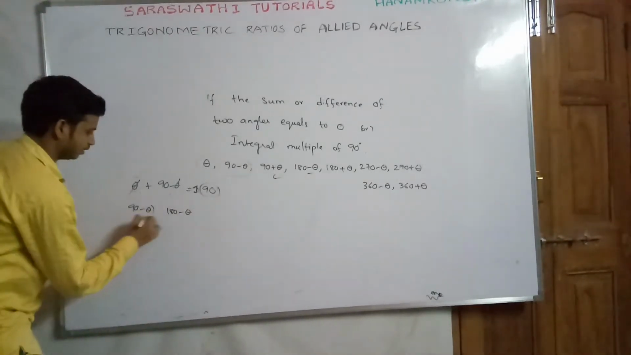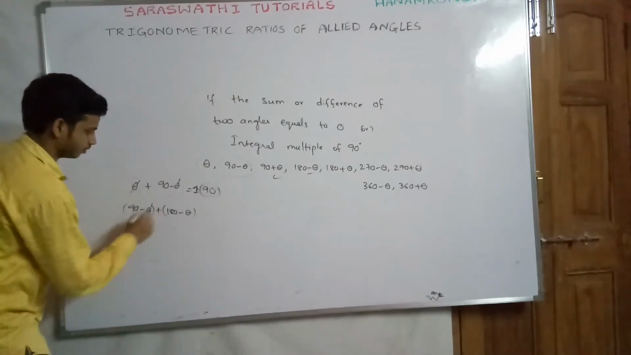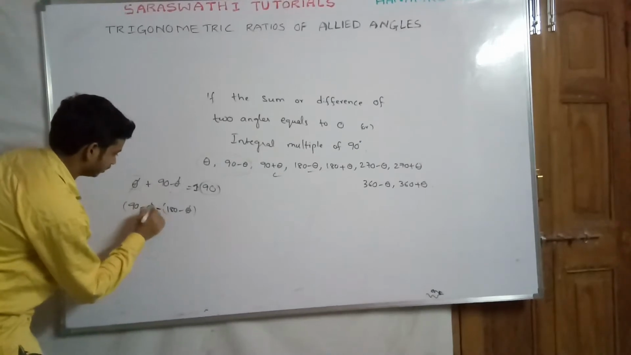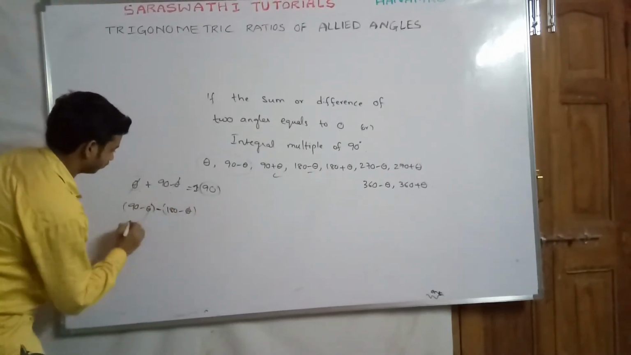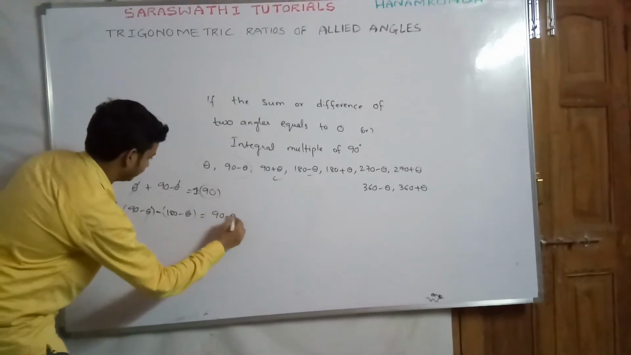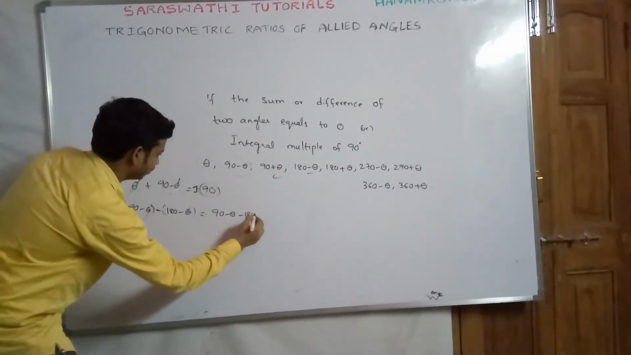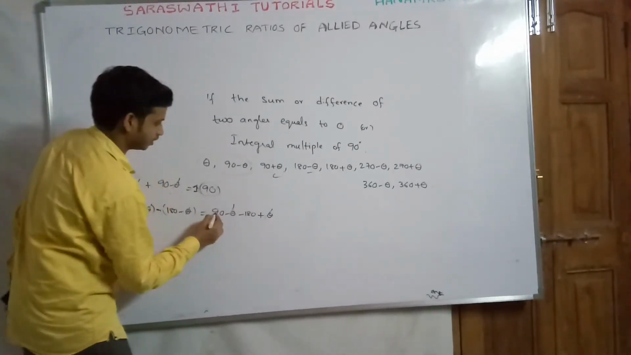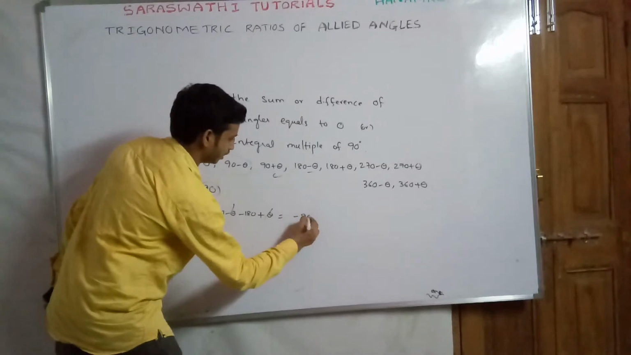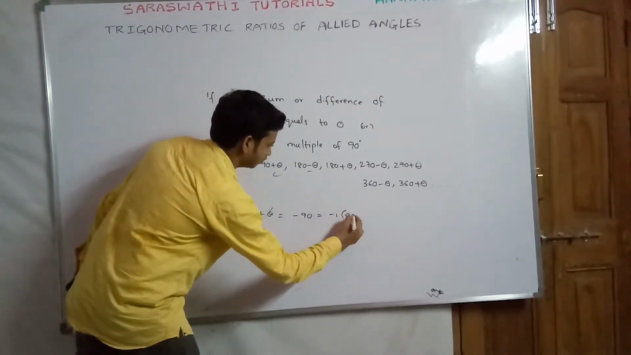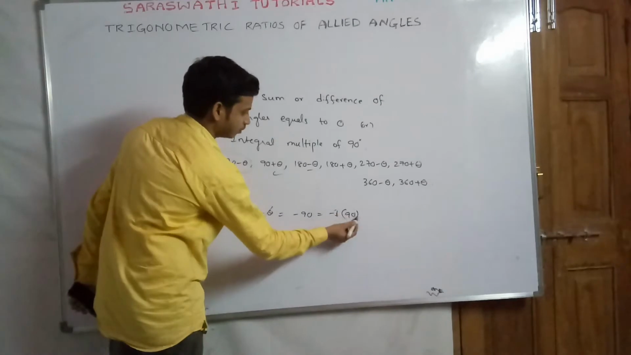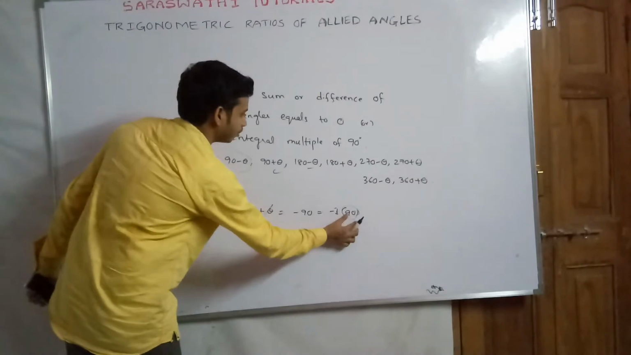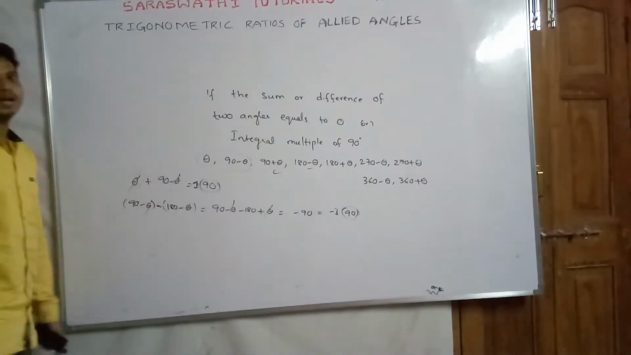Similarly, consider 90 minus theta and 180 minus theta. If we subtract these two angles, 90 minus theta minus 180, minus of minus is plus theta. Theta and minus theta get cancelled, so 90 minus 180 is minus 90, which can be written as minus 1 into 90. The difference between these two angles is an integral multiple of 90, so they are allied angles.